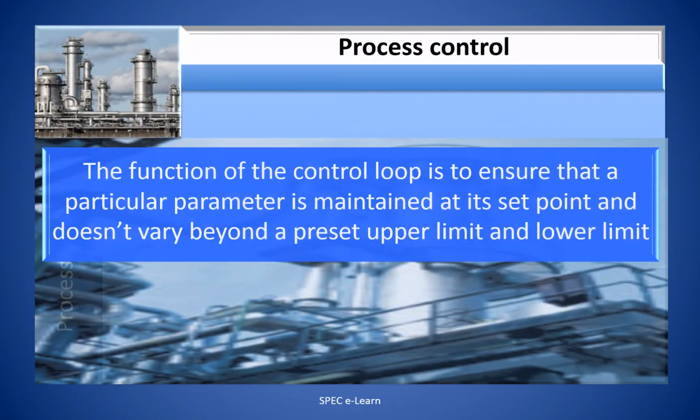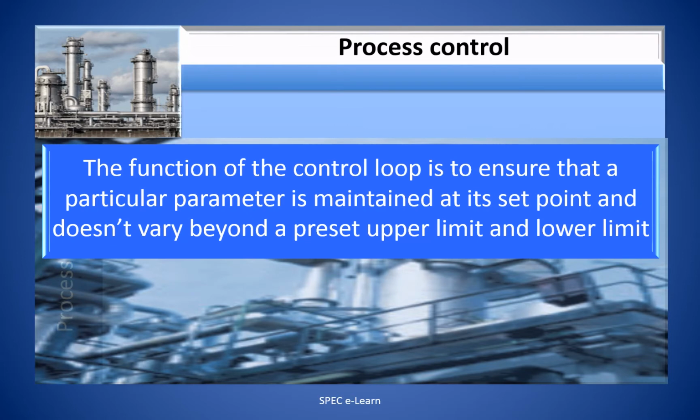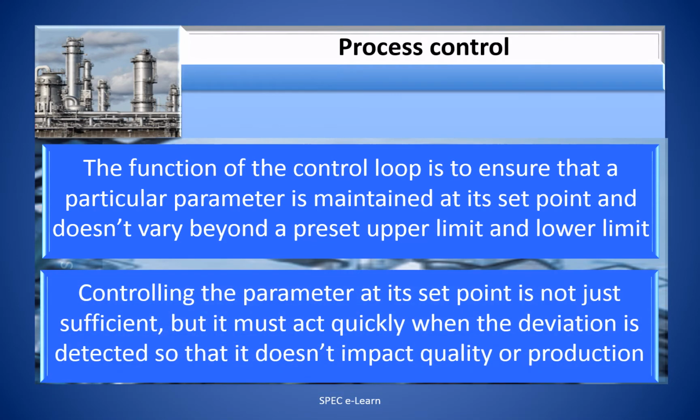The function of the control loop is to ensure that a particular parameter is maintained at its set point and does not vary beyond a preset upper limit and lower limit. Controlling the parameter at its set point is not just sufficient, but it must act quickly when the deviation is detected so that it does not impact quality or the production.